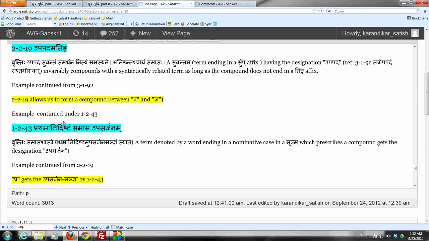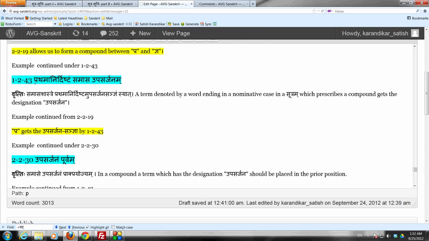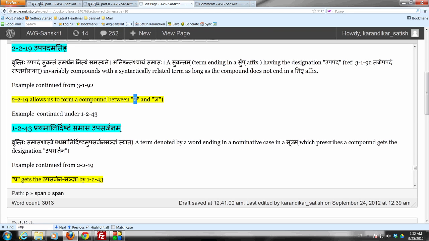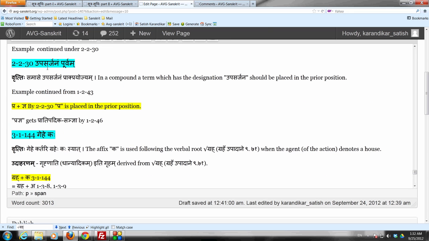So then we took up the sanya sutram prathama nirdishtam samasa upasarjanam, and that gave the upasarjana sanya to pra, because pra was indicated by the term upapadam, which is prathamantam in the samasa vidhayaka sutram. So we got the upasarjana sanya for pra, and finally we just use upasarjanam purvam to place pra as the first member, the prior member of the compound. We got the compound as pra nya. Finally we got that as the samasaha.